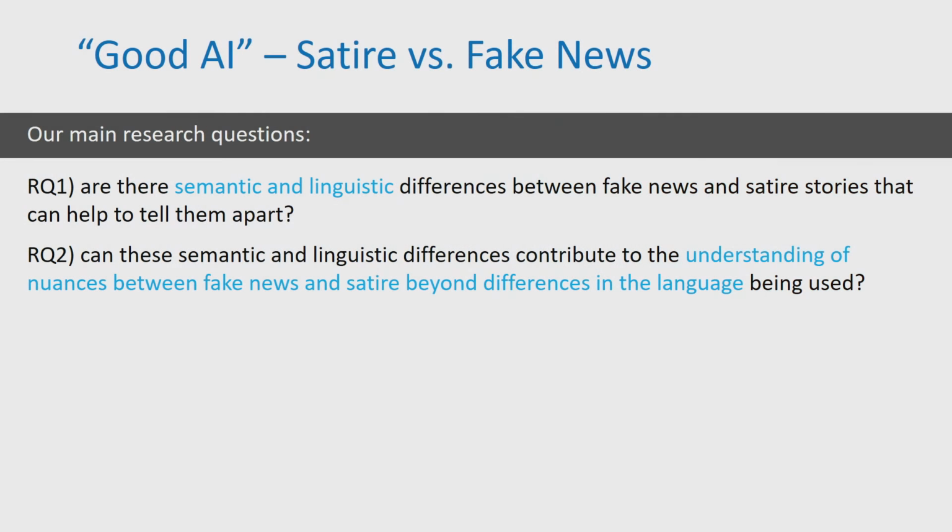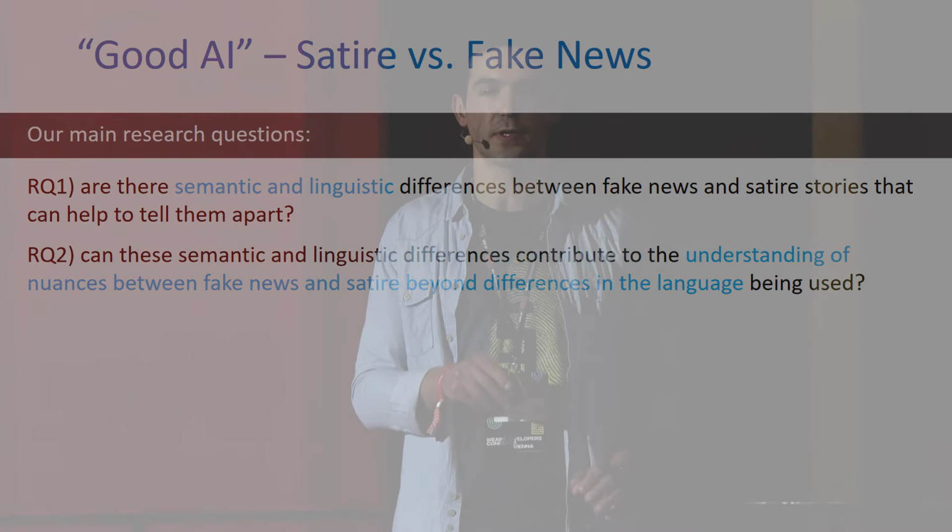So we came up with two research questions. One, can we use semantic and linguistic cues, I'll talk about this in a second, to try to capture this humor part of satire? And then, can these nuances, these features, the semantic features and the linguistic features, tell us more about the differences between fake news and satire than, for example, the language that is being used in the stories? So what we did, we came up with two methods.